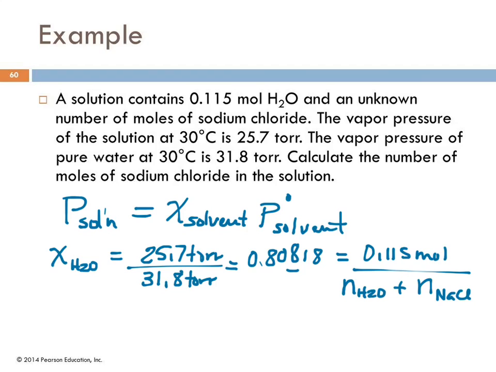0.115 moles of water, and then down here, 0.115 moles. Can we solve for the number of moles of sodium chloride? We can. Now, just watch your algebra here. So we're going to multiply both sides by the denominator, essentially cross-multiplying. So I've got 0.80818 times the quantity 0.115 plus, I'll just call it n, is equal to 0.115.